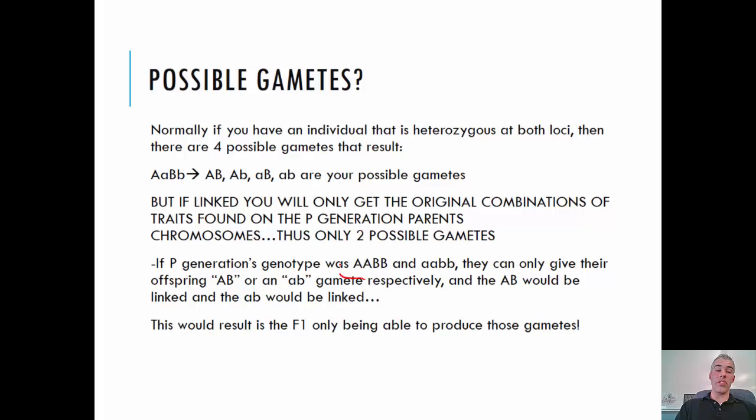So if the P generation's genotype was like we said, these are the only gametes you can get. The dominant A would be linked to the dominant B, and the recessive a would be linked to the recessive b.